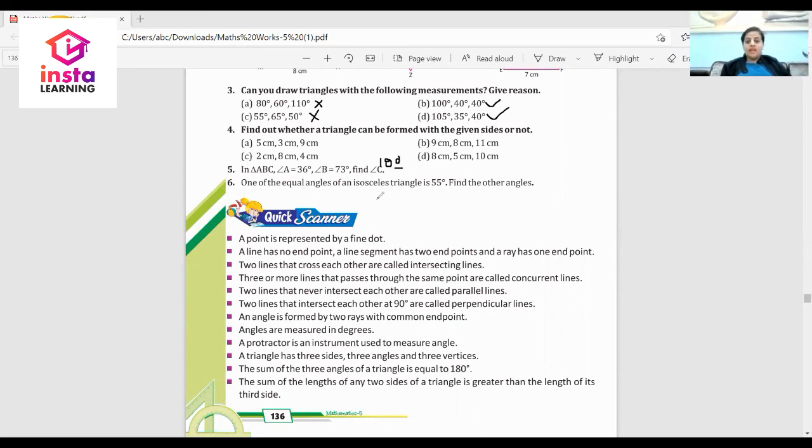Okay, one of the equal angles of an isosceles triangle is 55. Find the other angle. You know about the isosceles triangle? In an isosceles triangle, two angles are equal. So 55 and 55 is there. It means you have to add both numbers, that is 110. And then from 180 you will subtract that, you will get 70. So the other angle will be 70 degrees. Likewise, we have done our exercise number 11. Every exercise we have done in our 11th chapter.